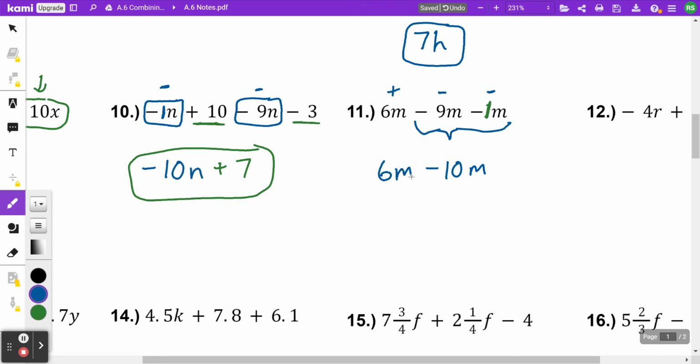Okay, let's bring down our positive 6m. So we've got now 6 positives and we've got 10 negatives. So the negative team is winning by 4 points, so we get a negative 4m.